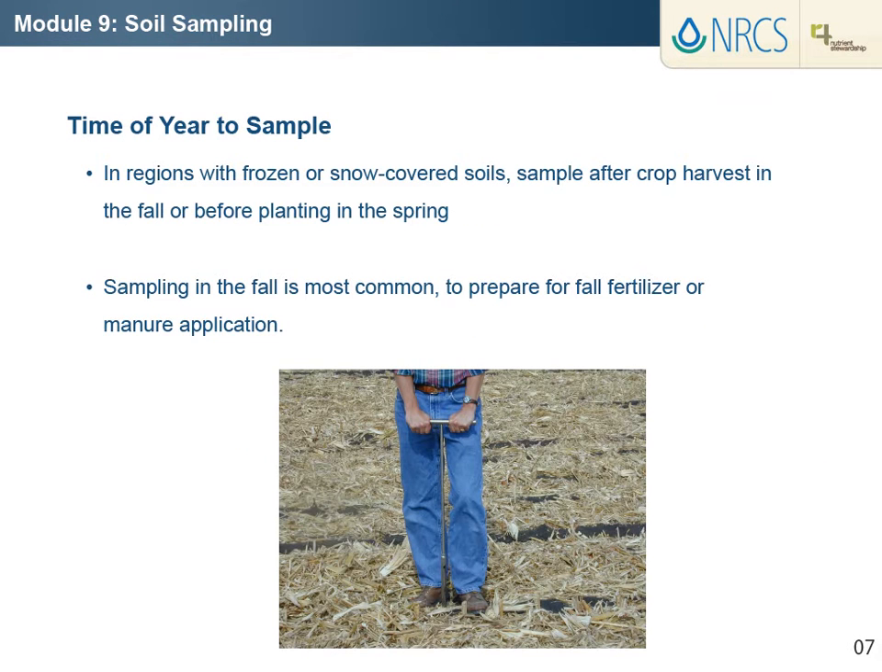In northern regions with frozen or snow-covered soils, soil sample collection after crop harvest in the fall or before planting in the spring is most common. In regions with mild winters and more than one crop per year, soil sampling is usually done before the most nutrient-demanding or profitable crop. With the exception of pastures and sampling for nitrogen for some crops, soil sampling while crops are growing is seldom used because test results do not provide the best estimate of nutrient availability, or feasibility for fertilizer application in the growing crop is low.